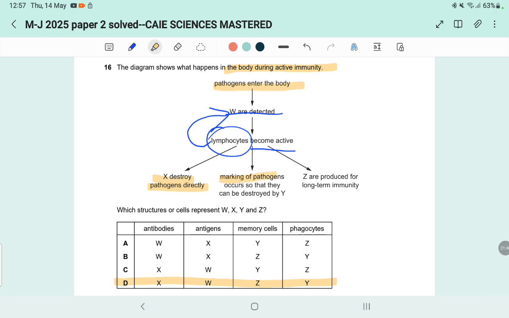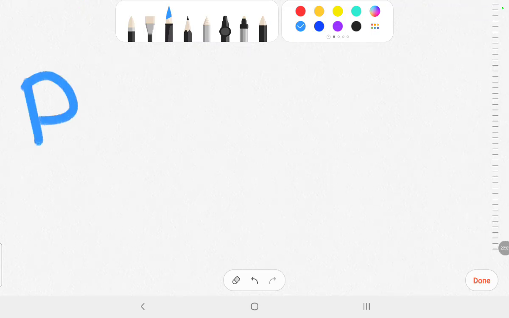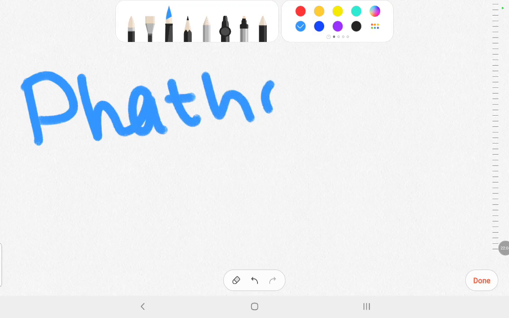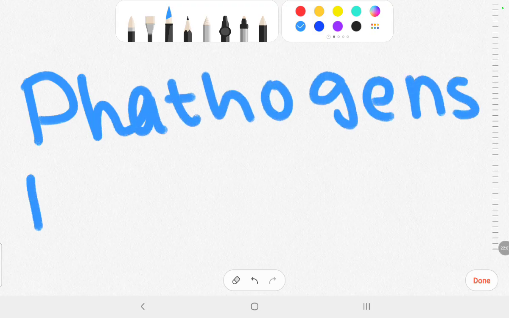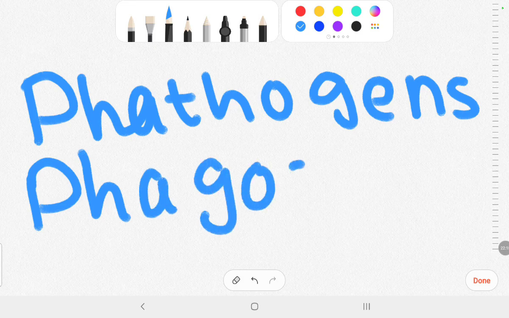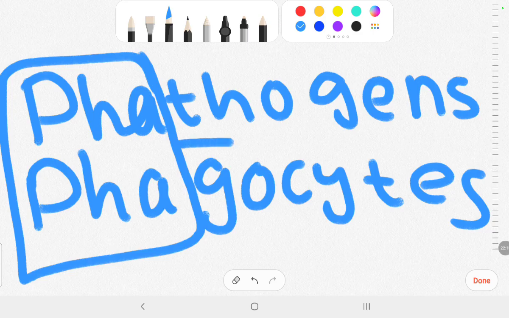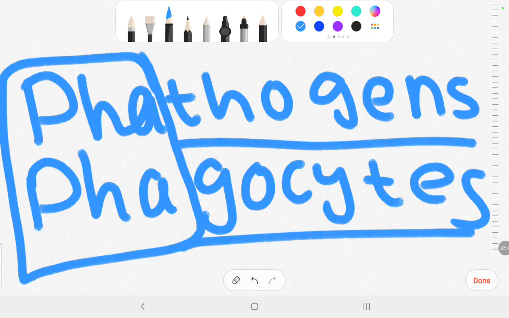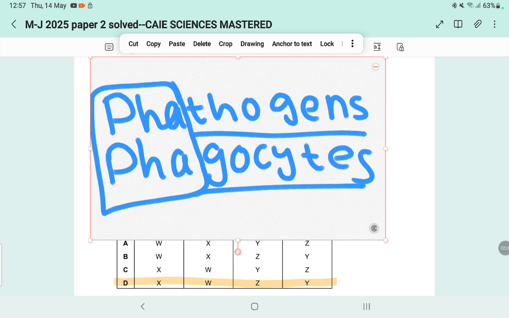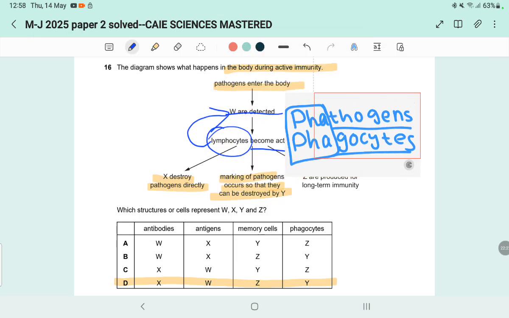Marking of pathogens occurs so that they can be destroyed by Y? Phagocytes. You can use a mnemonic. The mnemonic is simply that it's saying pathogens, right? Pathogens, phagocytes. Can you see the trend? Can you see the common part? Pathogens, phagocytes, directly. It's not a hard thing to memorize. It's so basic, so easy, nothing to worry about.